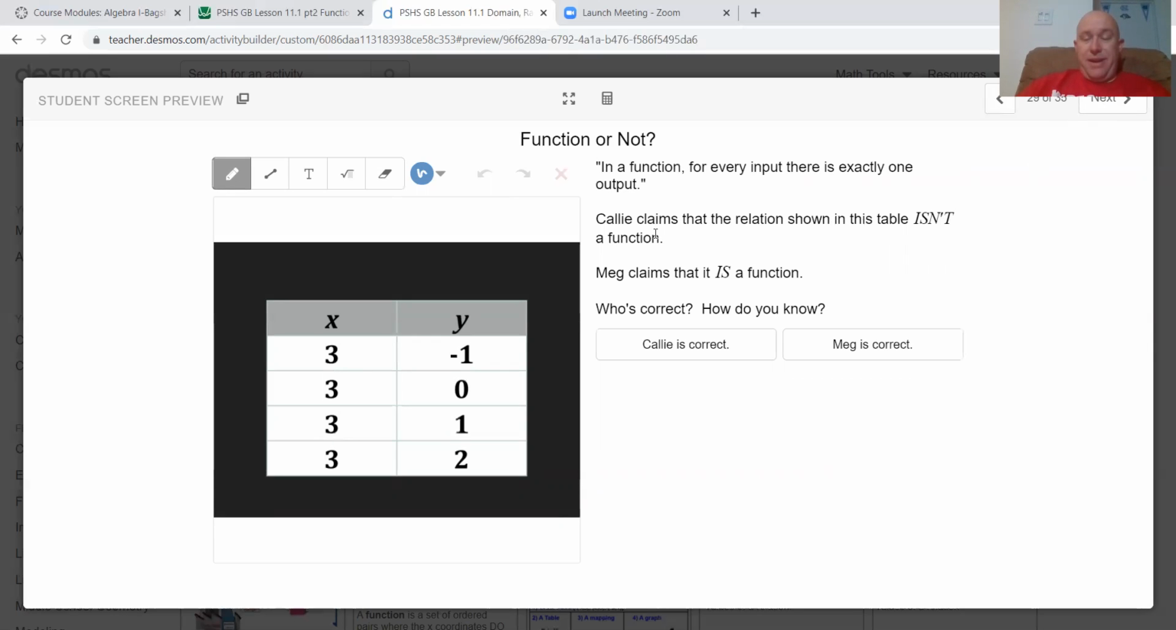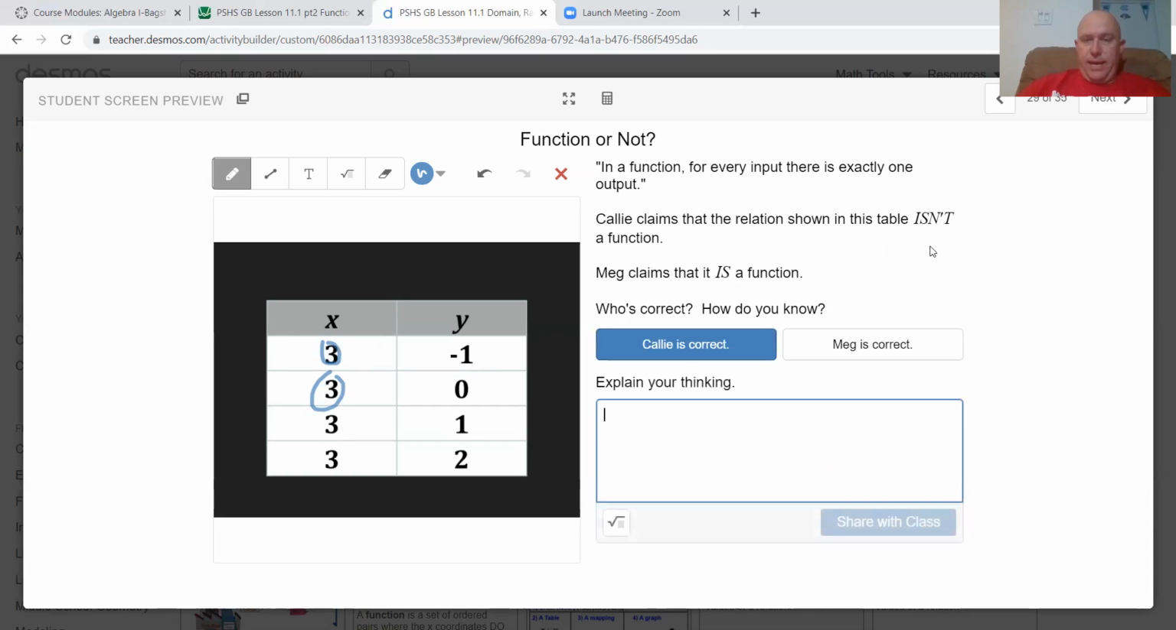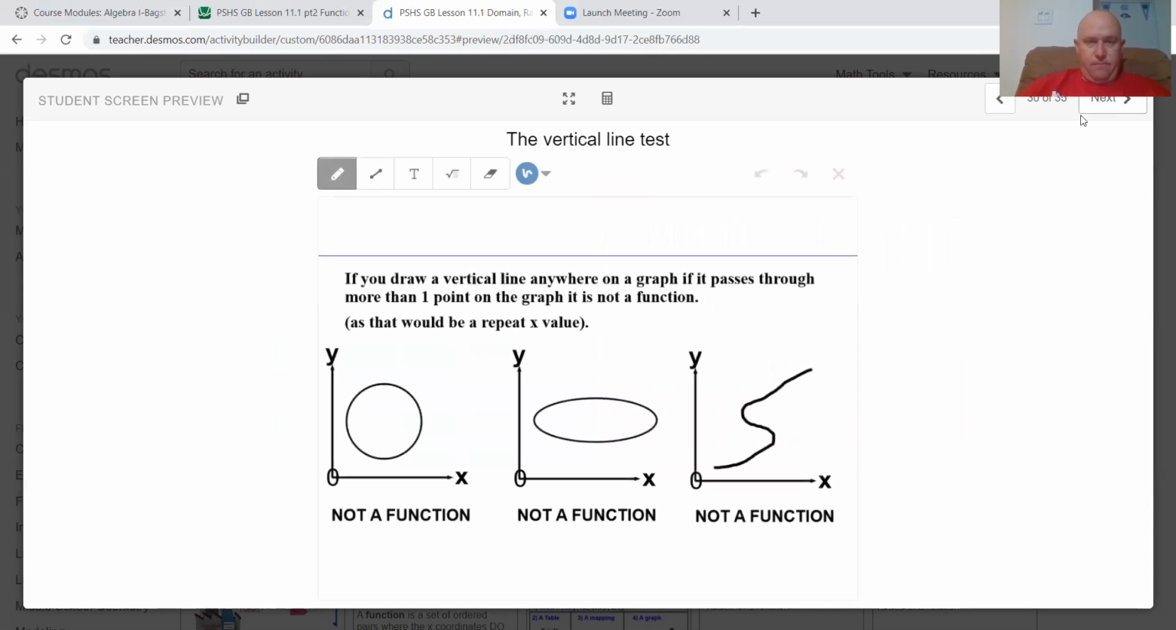Callie claims that the relation shown isn't a function, but Meg claims that it is. So all I do is I look at the x values, and as soon as I see one repeat, I don't even need to look at the fact that there's multiple repeats. Three and three, as soon as you see that repeat one, that means it's not a function. So therefore, Callie would be correct for this one.